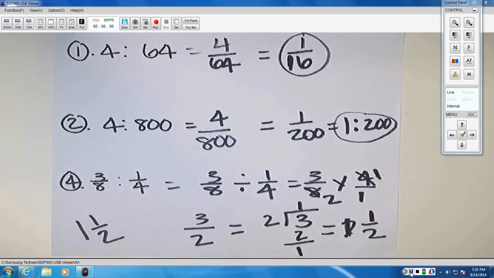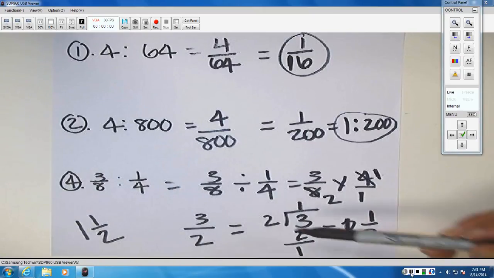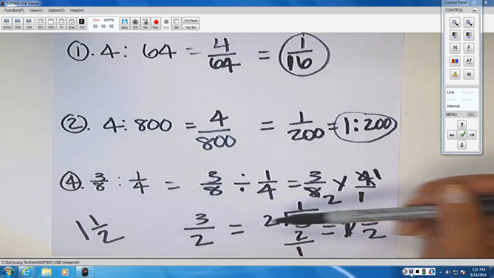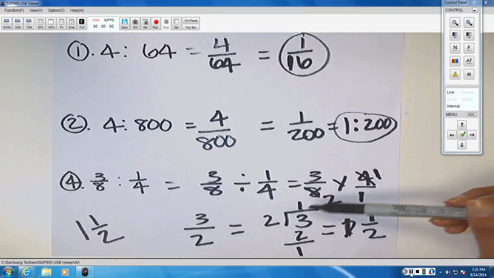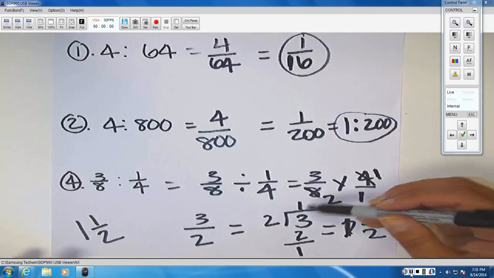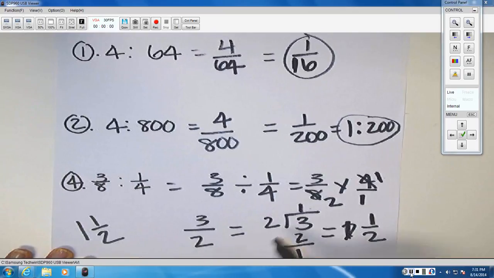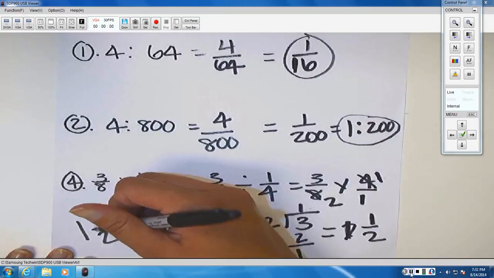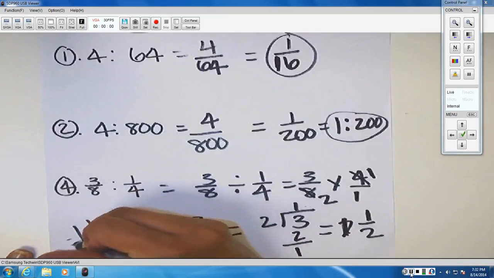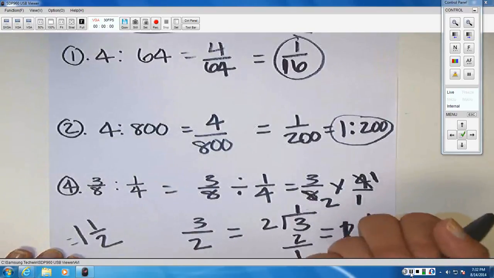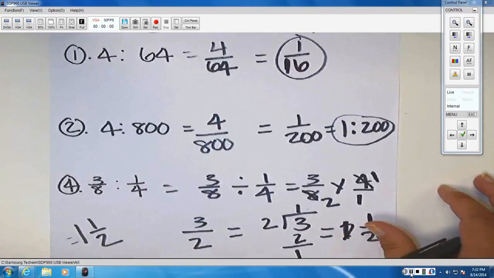Well, that's an improper fraction, so we had to turn it into a mixed fraction. And we did that by taking your denominator and dividing it into your numerator. So 2 into 3, and we were left with this 1, this 2, and this 1. This 1 up here becomes your whole number. Your denominator never changes. And the remainder that we were left over with was our 1. So the answer here, the ratio of 3/8 is to 1/4, when you turn that into a fraction, it's 1 1/2. Let's do another one.